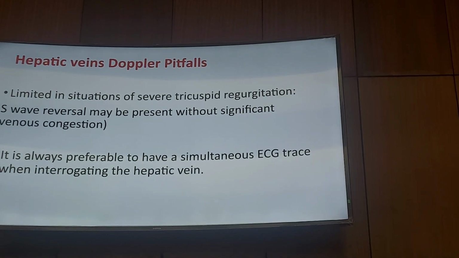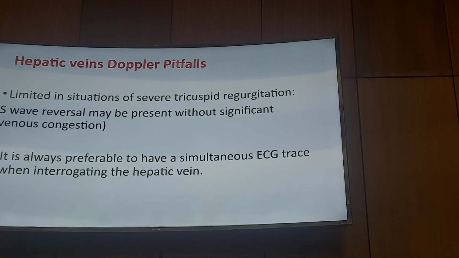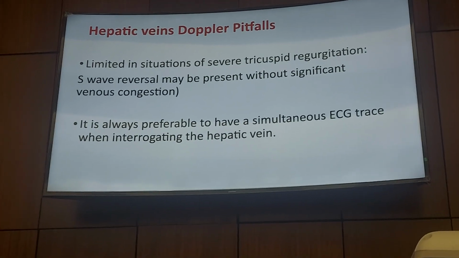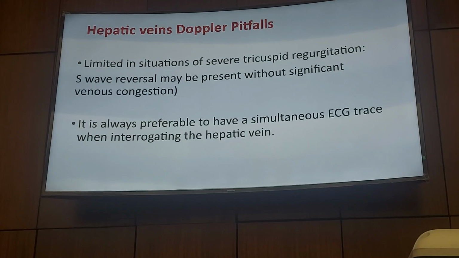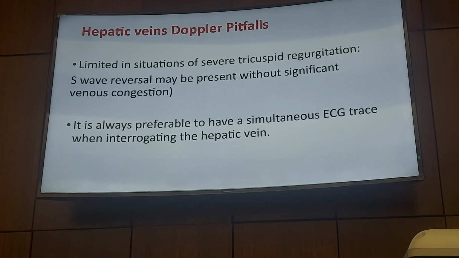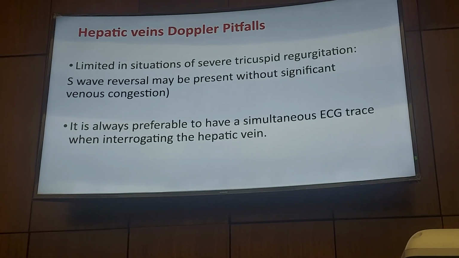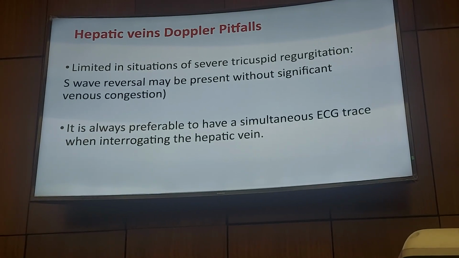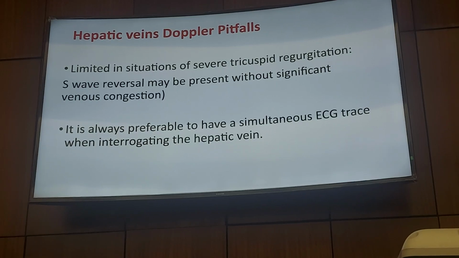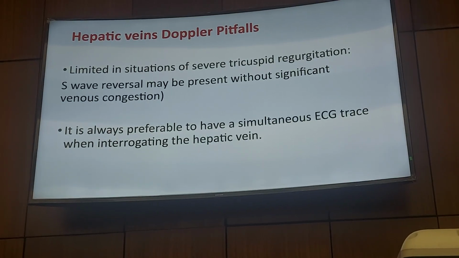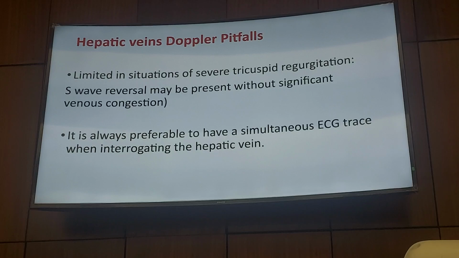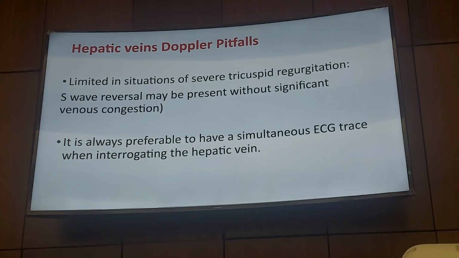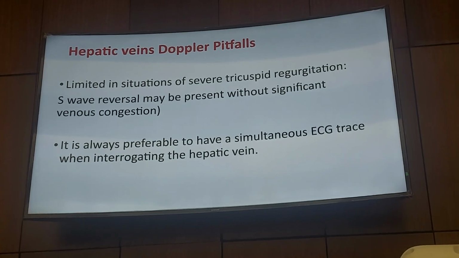But hepatic vein is far from perfect. It has many pitfalls. Those of you who are doing echocardiography know very well that tricuspid regurgitation will cause reversal of the hepatic venous flow if it's significant. And that can happen in the absence of congestion. So you cannot entirely assess congestion with hepatic venous flow alone if there is tricuspid regurgitation. So that is one of the most important limitations of hepatic venous flow. And of course, you always should have an ECG. Sometimes in our point of care machines, we don't have an ECG. So what is the solution? It will be in a couple of slides.